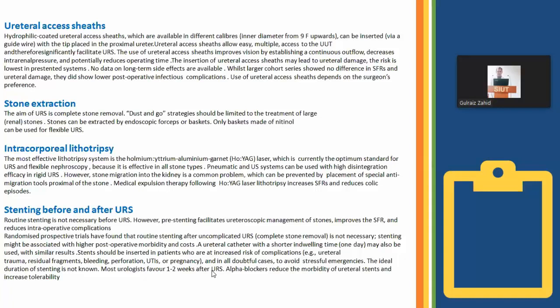The ideal duration of stenting is not known. Most urologists favor 1 to 2 weeks after URS. Alpha blockers reduce the morbidity of ureteral stents and increase tolerability.